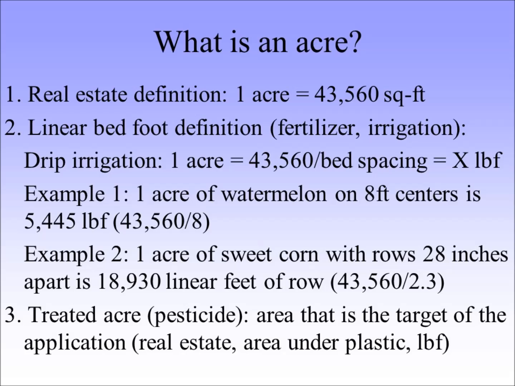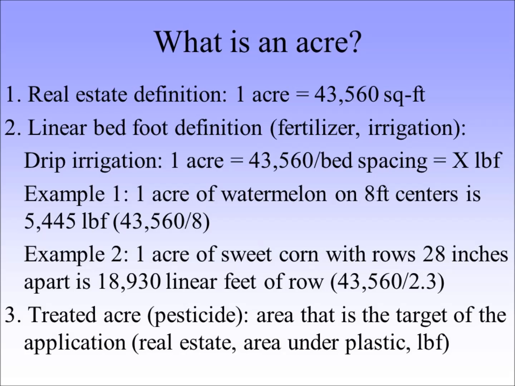So you do that by dividing 43,560 by the bed spacing expressed in feet. So for example, 1 acre of watermelon, you divide 43,560 by 8 and you get 5,445. You can do the same thing with seeded crops, like the example is sweet corn every 28 inches. So now you divide 43,560 by 2.3 because you need to convert the 28 inches to decimal feet. That's even a concept that Americans don't understand, so be careful. The decimal feet. But 43,560 by 2.3 gives you 18,930 linear feet of row.